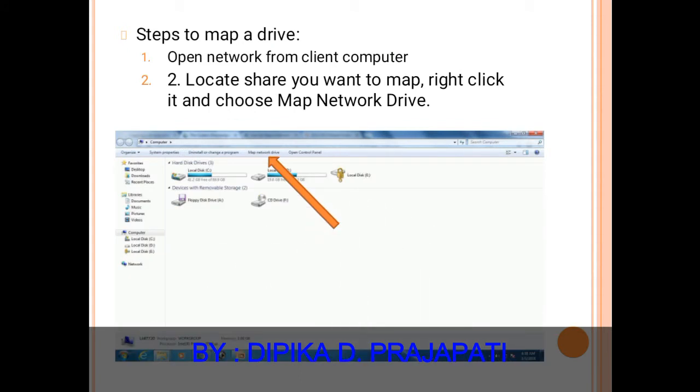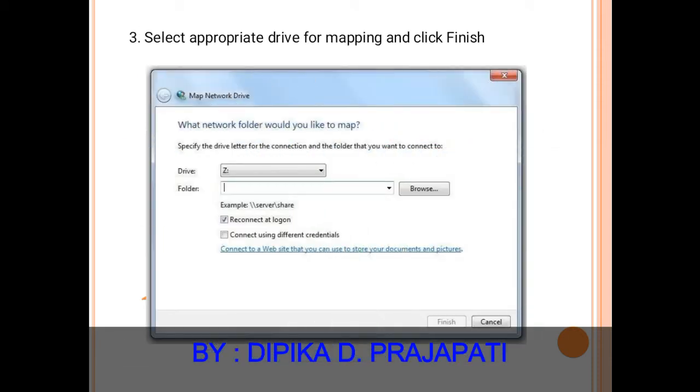First of all, you have to open the network from the client computer. Here you can see this type of pop-up box. Step number 2 says locate the share you want to map, then right-click it and choose Map Network Drive. Next, step number 3 says select an appropriate drive for mapping and click Finish.